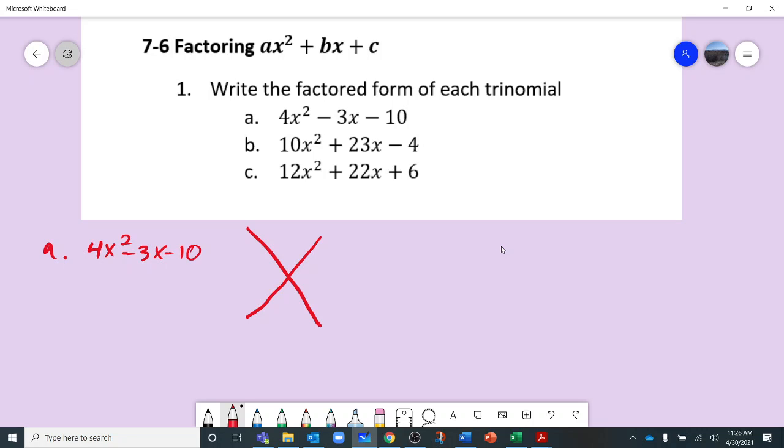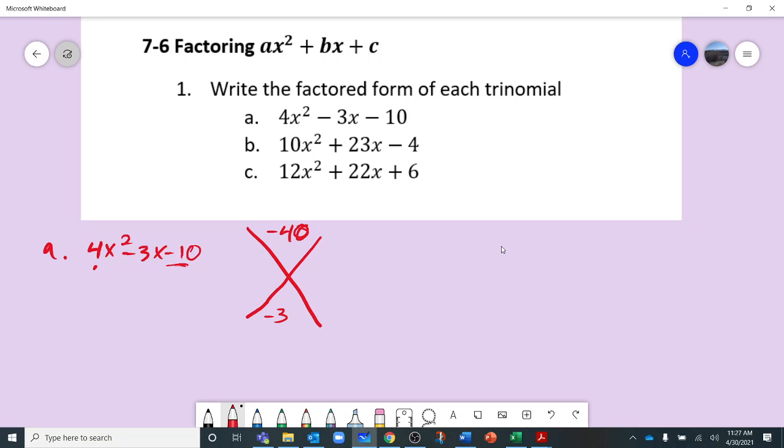Okay, so first thing, up here in the top, we need to do A times C. Our A value is 4. Our C value is negative 10. So 4 times negative 10 is negative 40. And then down on the bottom, we just have our negative 3. So we need something that when we multiply it, we get negative 40, and when we add it, we get negative 3.